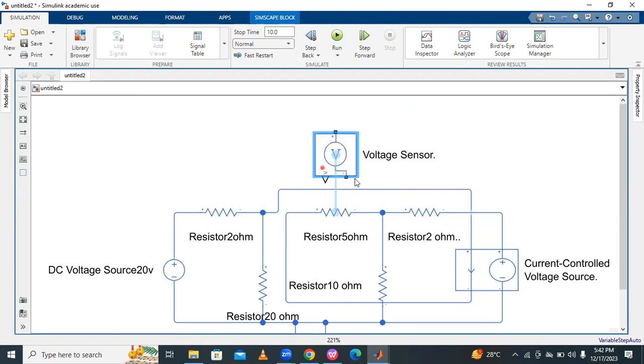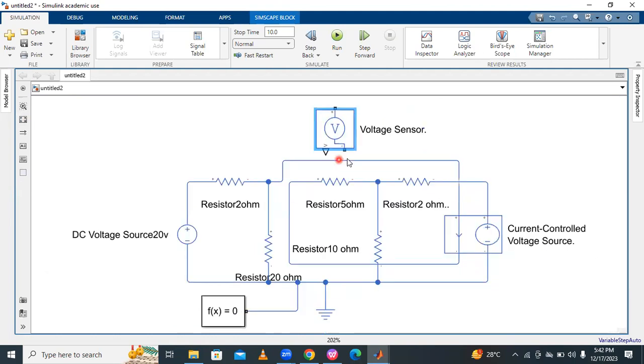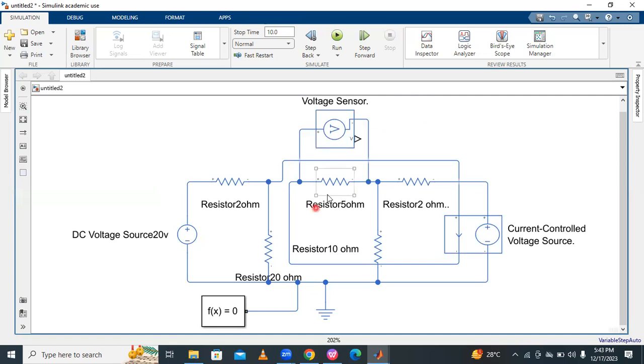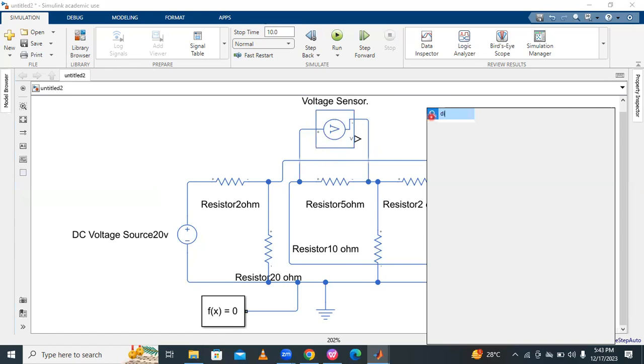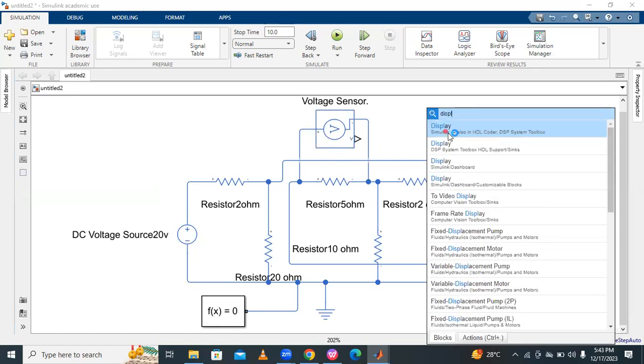Where is this resistance? Here, the 5 ohm resistor. So here we have to connect the voltmeter exactly in parallel. This is the positive terminal. Current enters like this, that's why we can connect here like this, and the negative terminal. In this way we connect the voltmeter, that is called the voltage sensor. After this, to measure the voltage across R3, the 5 ohm resistor, one display is required to display the voltage.